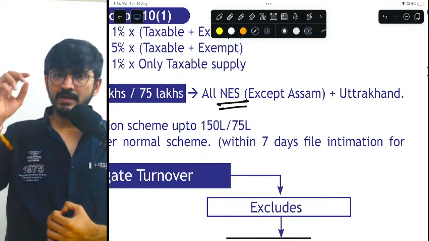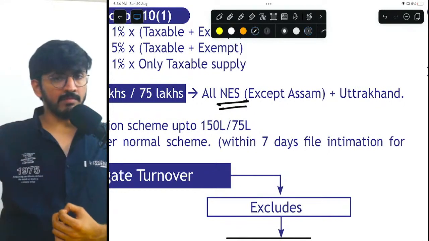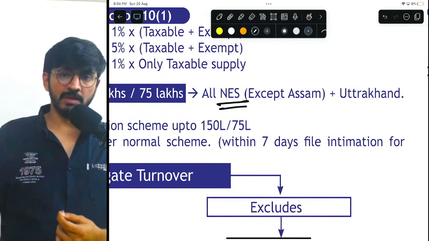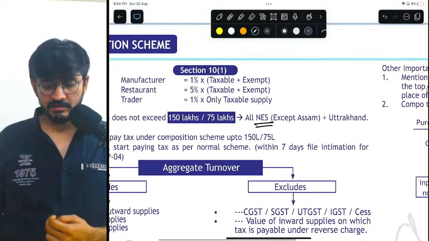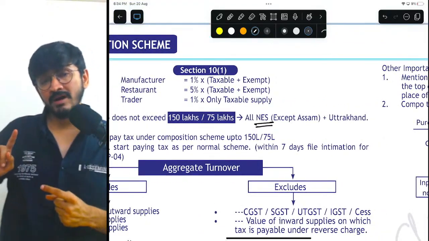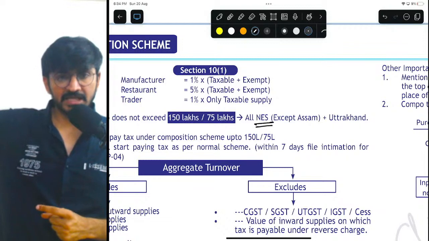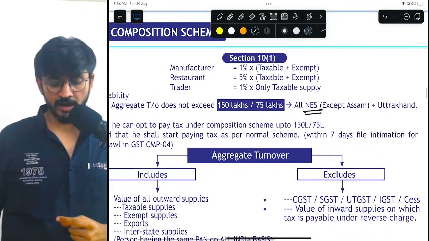Uttarakhand, the same logic. It's a hilly region and tourism is the only way to make money there. That's it. So remember it in that way. And this will really help you also remember your 40 lakh limit in registration. So just telling you that.